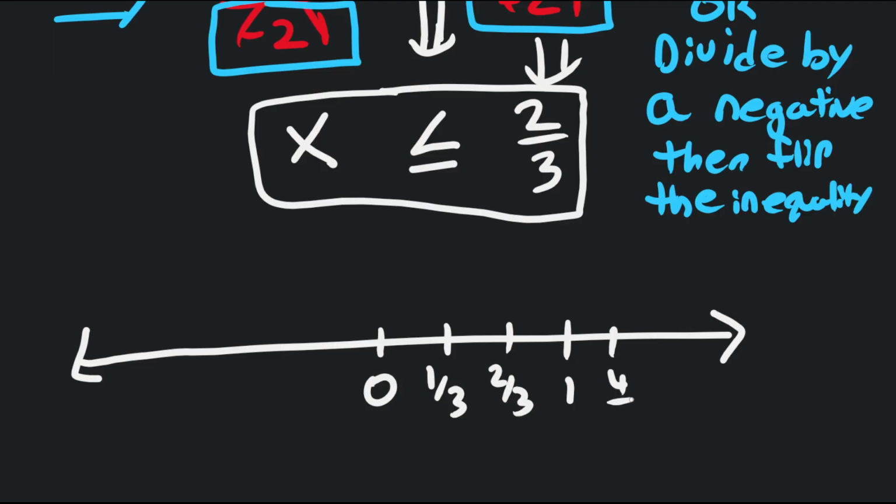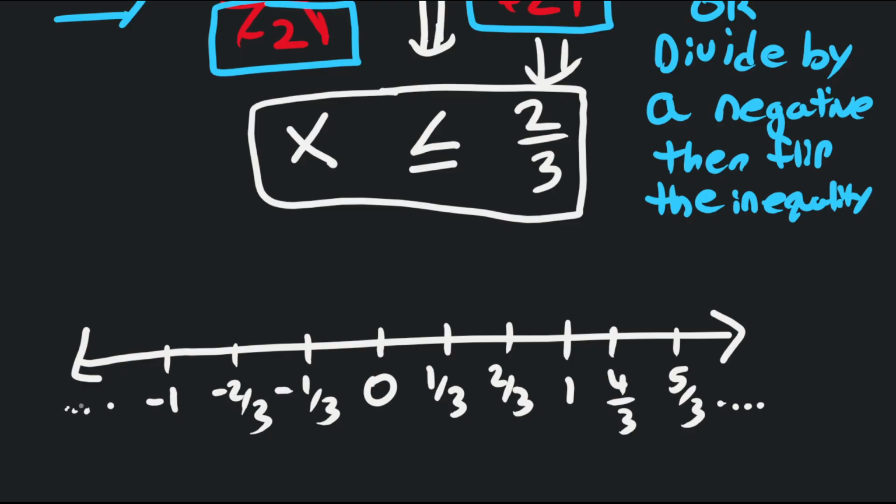And then this is 4/3, 5/3, etc. And we could do it on the opposite side too: negative a third, negative 2/3, negative 3/3, which is negative 1, and then etc. So we drew a number line. And how do we represent this answer, x is less than or equal to 2/3, on this number line? So what we're going to do is find 2/3. We're going to look for this 2/3, and it's right here, 2/3.